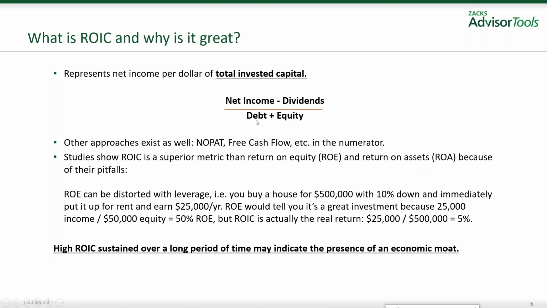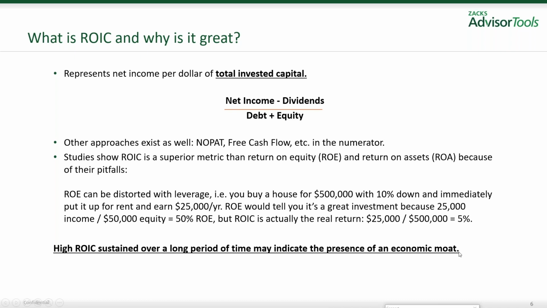And therefore, it could overstate the denominator and therefore understate the ROIC overall. So, everything has its ups and downs, but ROIC has been shown to be a superior metric when it comes to determining what rate of return the company is able to generate per dollar of total capital. And here is one of the most important parts of why ROIC is such a good number. High ROIC sustained over a long period of time is associated with the presence of an economic moat.